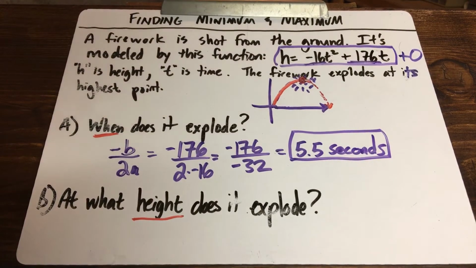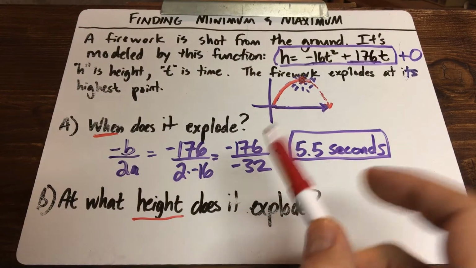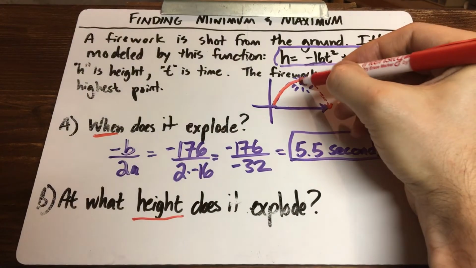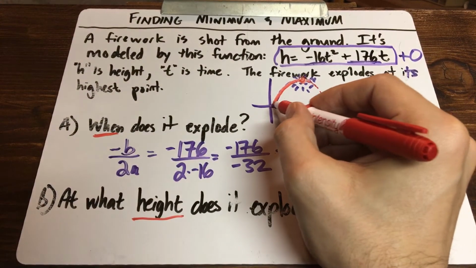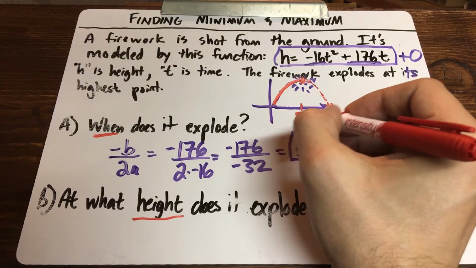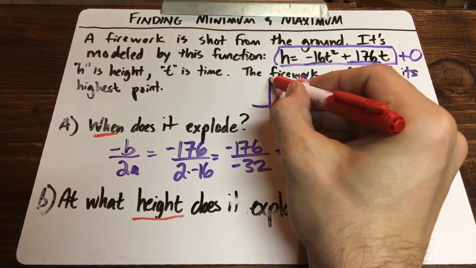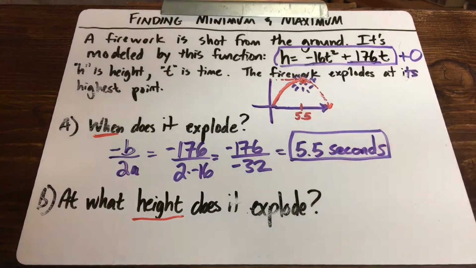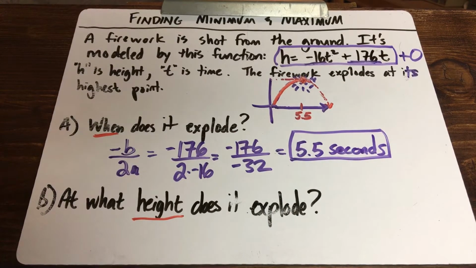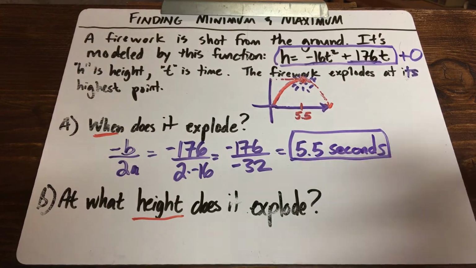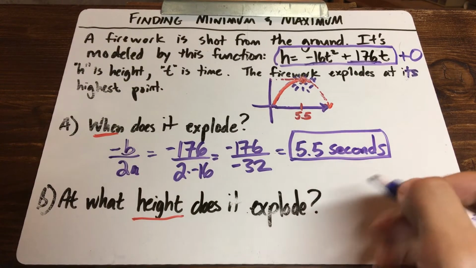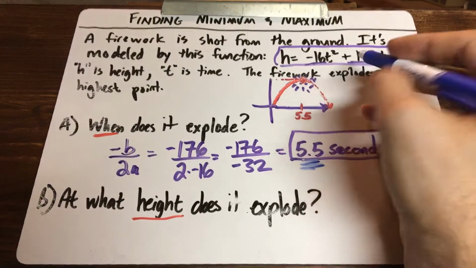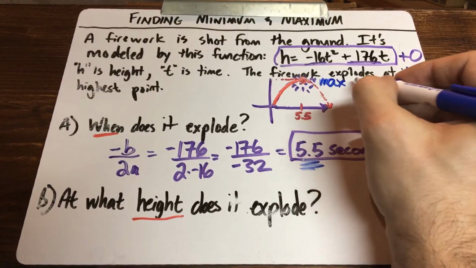And then part 2, at what height does it explode? Okay, that's basically asking you, hey, how high up are you? So we know we've traveled right here to 5.5 seconds, but now how high is it? What's the actual height of this? Okay, this is exactly what we did on the last question. When it wants to know the height, or the lowest point if this thing was going the other way, it's asking you to plug this amount in to find the maximum. This is the maximum height.